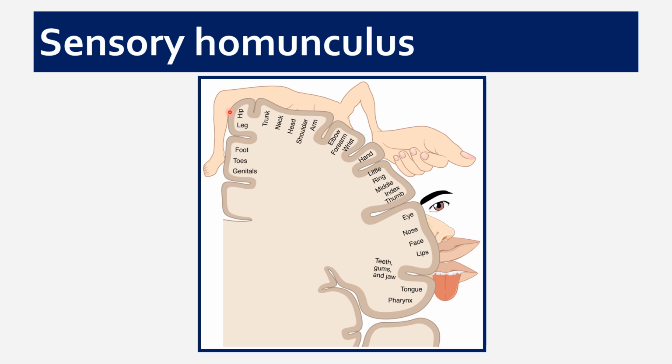So let's say someone has damage to this region of the somatosensory cortex here, and then they have a cut on their finger. They might find it difficult to tell without looking at the finger where the pain is coming from. They'll still feel the pain, but they'll find it difficult to tell where it is coming from. So that's the somatosensory cortex.